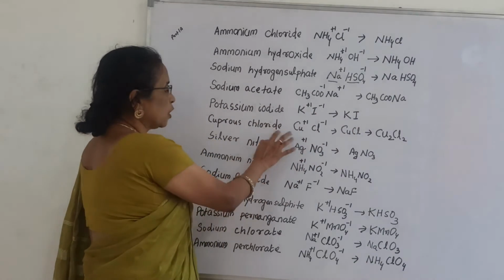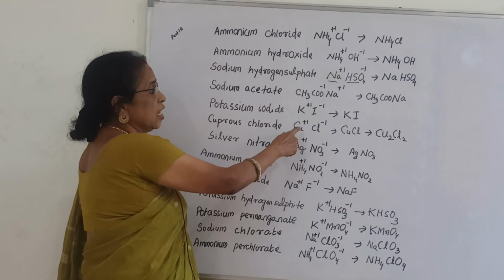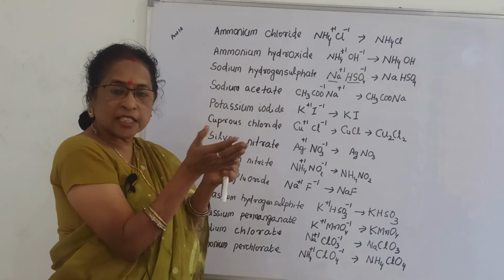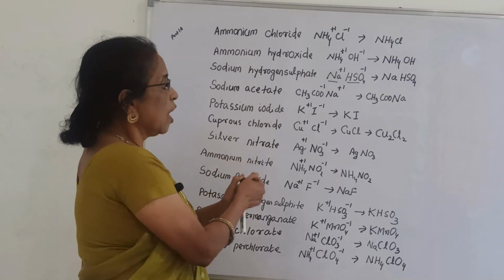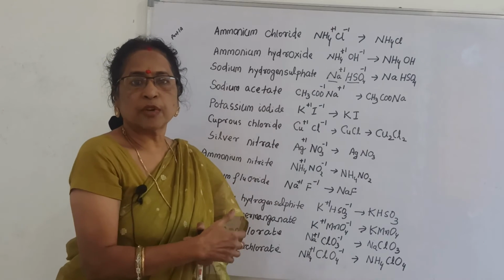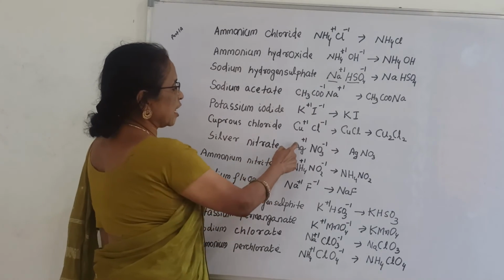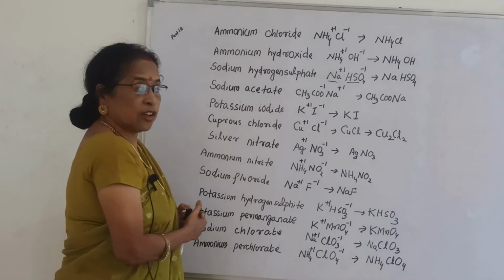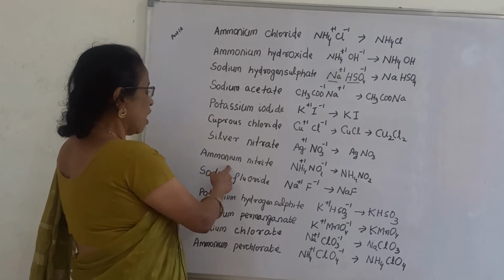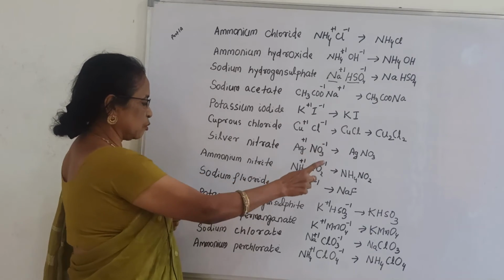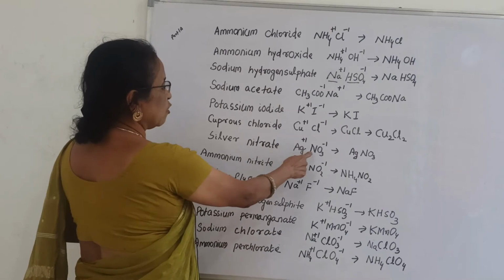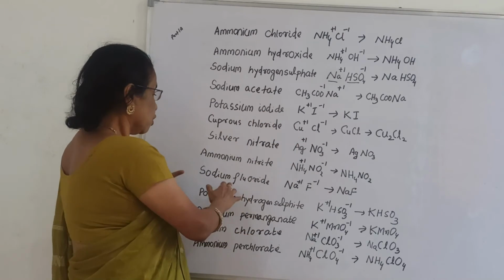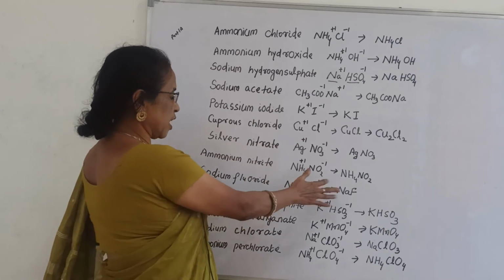Potassium iodide, K plus 1, I minus 1, that means iodide minus 1. So KI. Cuprous chloride, the formula should be CuCl because they both are plus and minus respectively. But actually it does not exist as a simple one. It exists as a dimer, by joining two molecules and behaving as one molecule. So the actual formula is Cu2Cl2. Silver nitrate Ag plus 1, NO3 minus 1, so AgNO3, and this is very important in inorganic chemistry and also organic chemistry. Ammonium nitrite, nitrite means NO2 minus 1, nitrate means NO3 minus 1. See, nitrite NO2 minus 1, nitrate NO3 minus 1. Sodium fluoride Na plus, F minus, NaF.